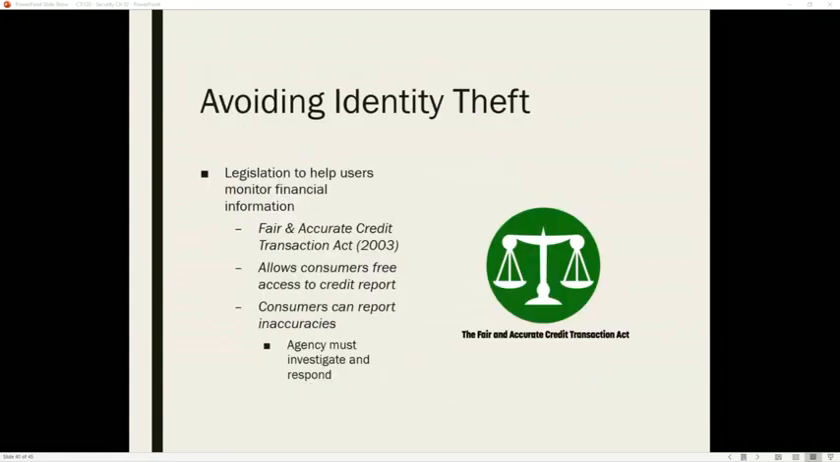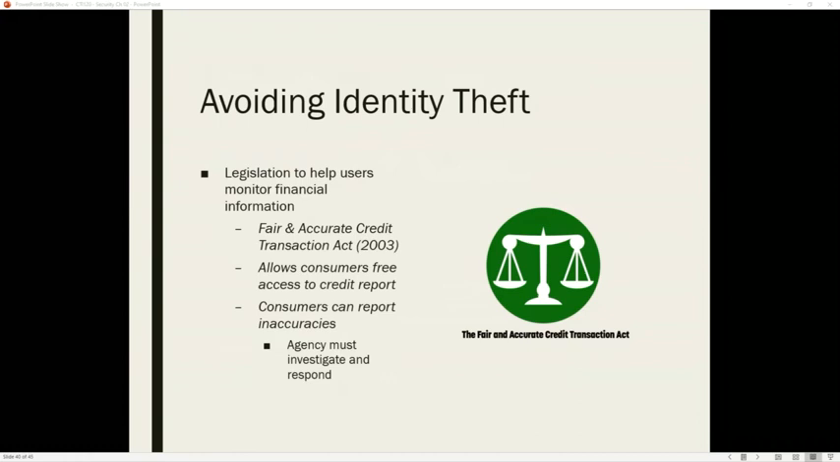So avoiding identity theft also kind of ties into legislation. There are things that can help you to monitor your financial information. I go through Credit Karma personally. I think they're a pretty helpful site, but then there's also things that are included through your bank that you might get, or if you have a certain credit card, your FICO score may be reported consistently, and then you can keep an eye on it that way.